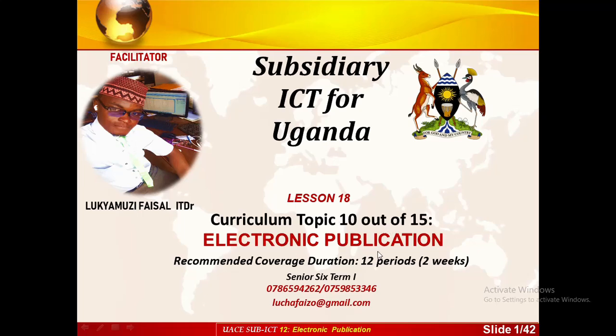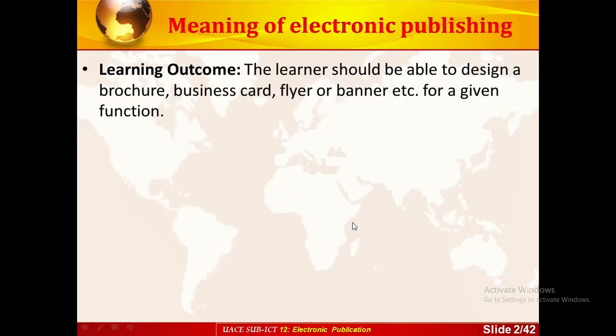That is electronic publication. So actually, this is in System One, the topic which must be covered, and we are going to look at what we call electronic publishing. The learning outcome: the learner should be able to design a brochure, business card, flyer, banner. It always depends on the function.